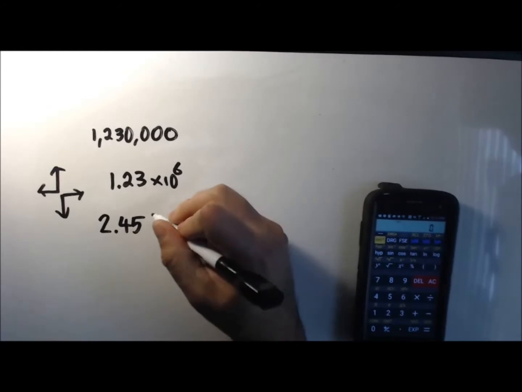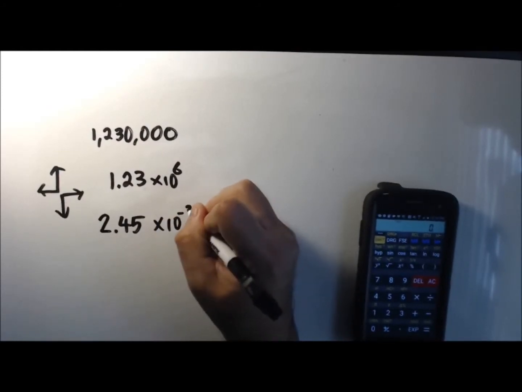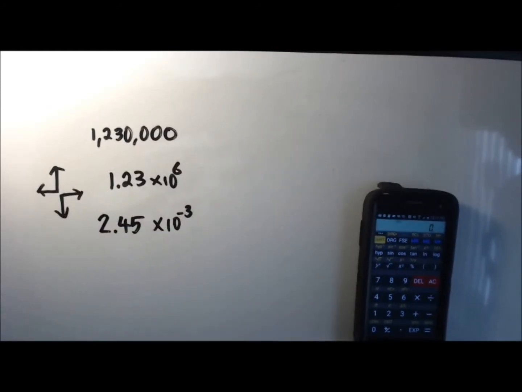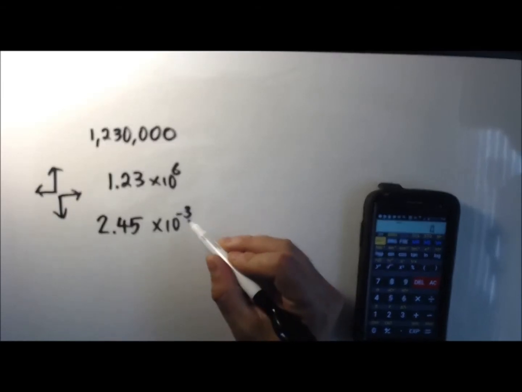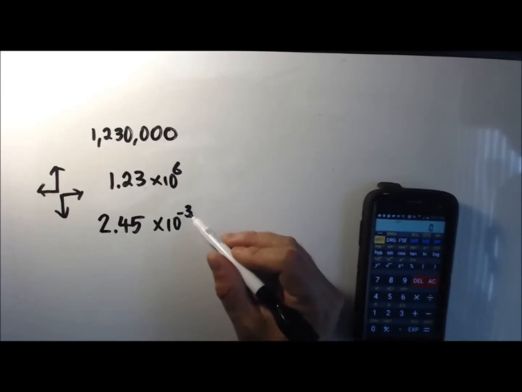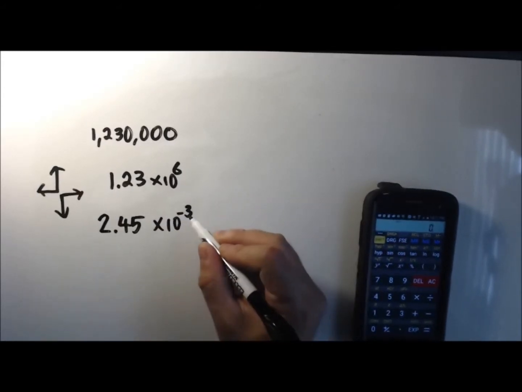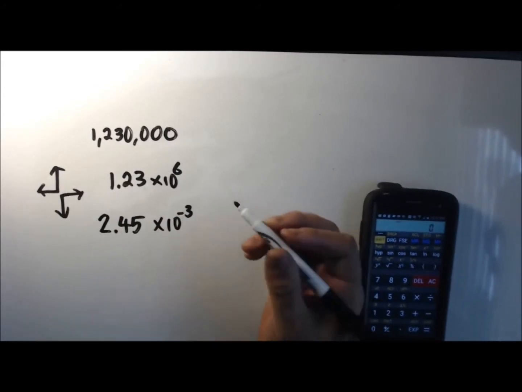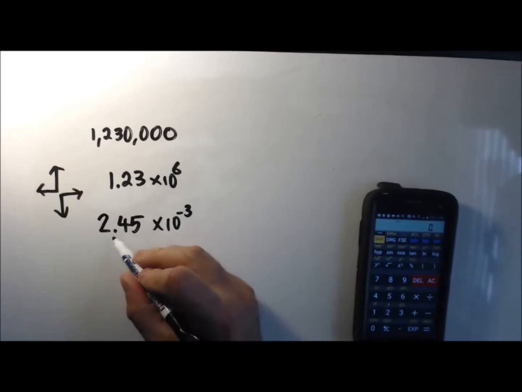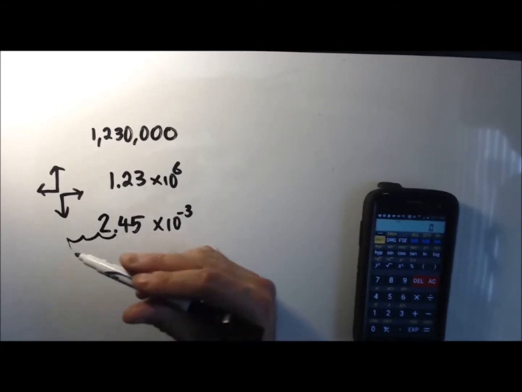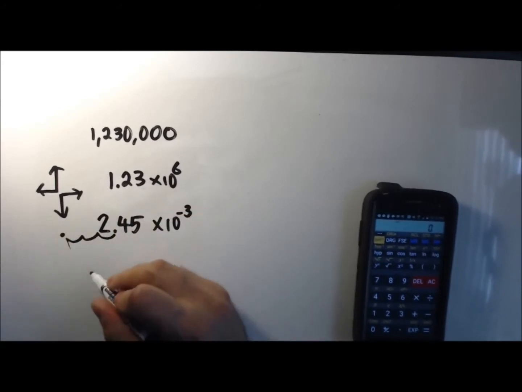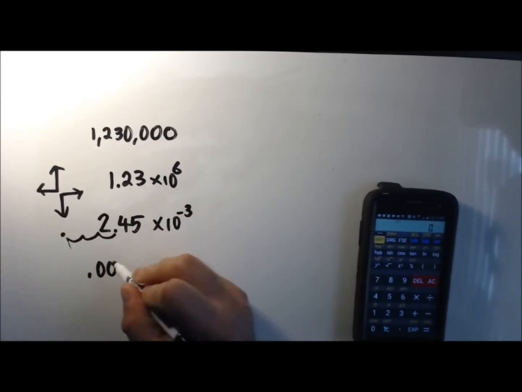If we take a look at the next number, it is 2.45 times 10 to the negative third. Okay, and in order to get this exponent to 0, I would need to go up. Okay, and so to do that, I need to go 3 times up to get to 0. So I'm going to move the decimal here 3 places, 1, 2, 3. So what's that going to look like? 0.00245.